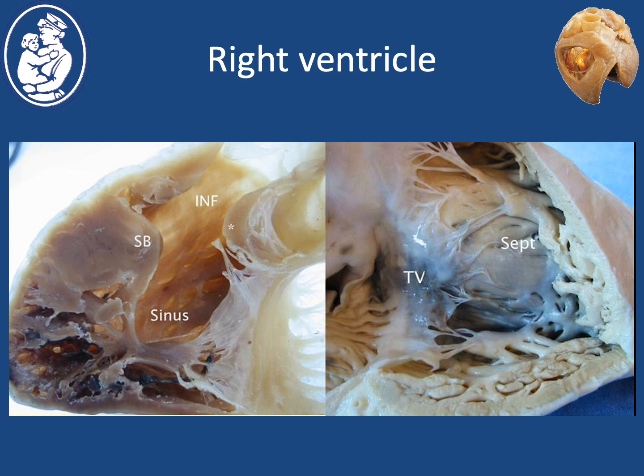The infundibulum or outlet is above the constriction between the parietal band or infundibular septum and the septal band. The sinus or body portion of the right ventricle is below this constriction and receives the attachments of the tricuspid valve. The panel on the right shows another characteristic feature of the right ventricle, and that is the numerous septal attachments of the medial or septal leaflet of the tricuspid valve.